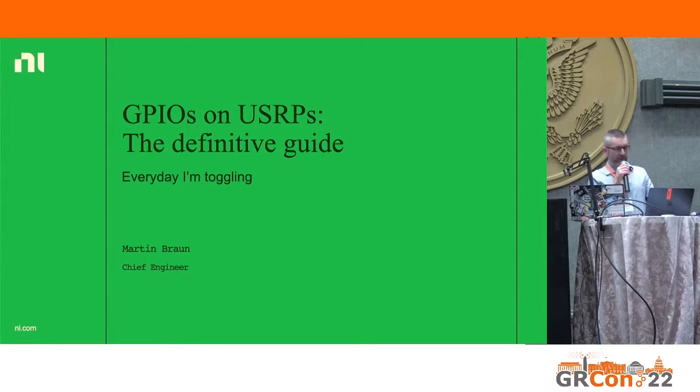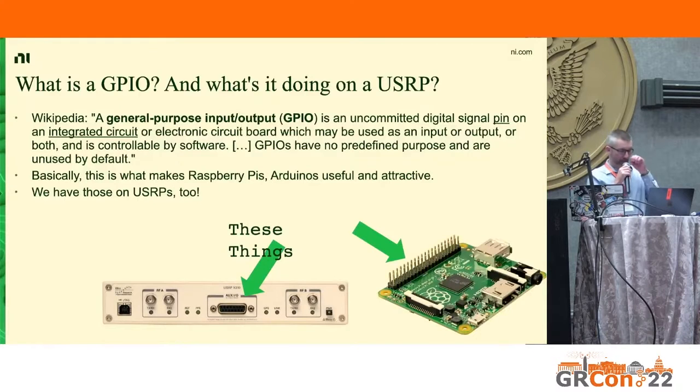First of all, just to make sure we're all on the same page: what is a GPIO? A general purpose IO, as Wikipedia states, is an uncommitted digital signal pin, which may be used as an input or output and can be controlled by software.